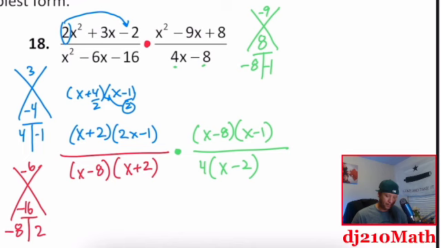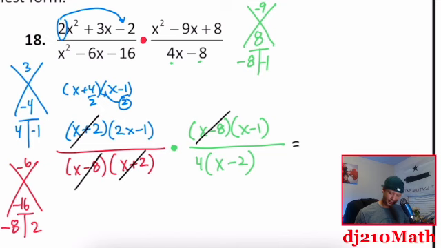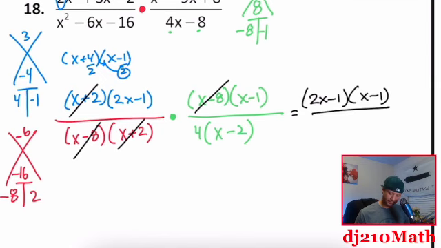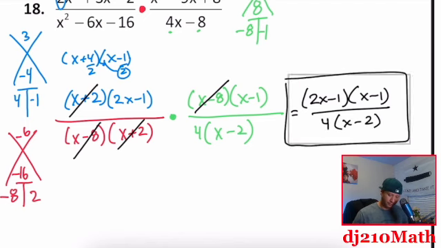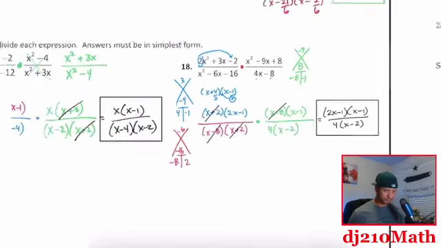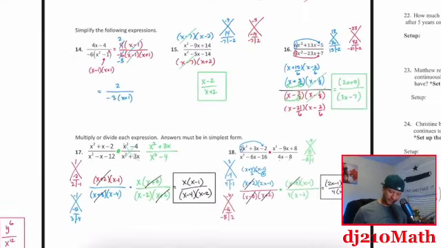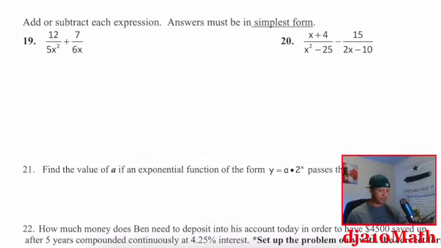Okay. What can we cancel out? So x plus 2, x plus 2. X minus 8, x minus 8. So we're left with, on top, 2x minus 1, x minus 1. On the bottom, 4, x minus 2. Okay. Is that it? That is. All right. Number 19.